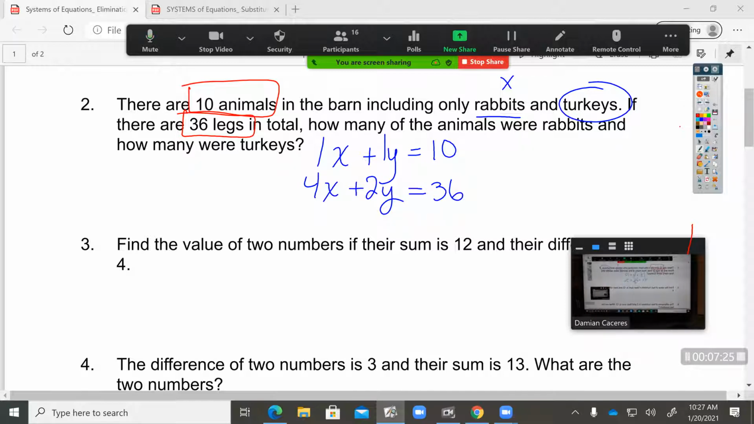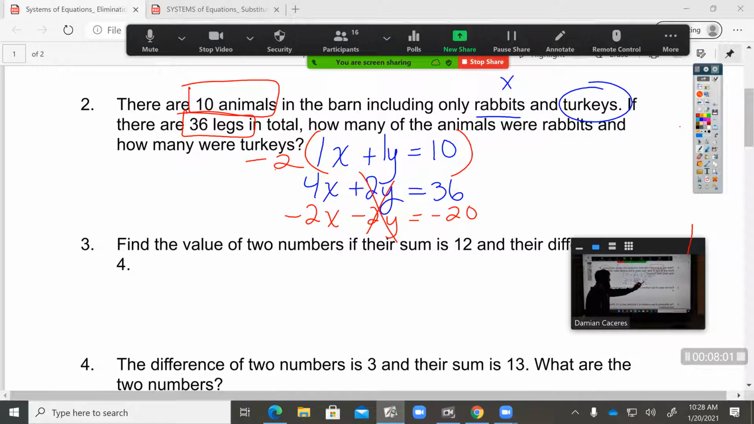Now we ask ourselves the same question. What's easier to eliminate, a 1 and a 4 or a 1 and a 2? I would say a 1 and a 2. The top equation needs to be multiplied by negative 2. If you do that, you get negative 2x, negative 2y equals negative 20. Now you get to see the purpose of multiplying that whole equation by negative 2 in order to get minus 2y in the bottom so that the y's eliminate.